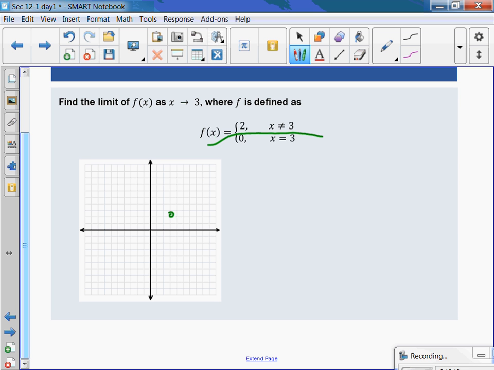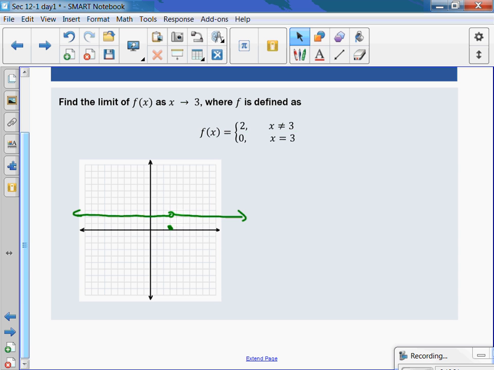But is this graph defined at x equals 3? It's defined at 0. Right? That's my piecewise function. When x is not equal to 3, it's a graph of f of x equals 2, or y equals 2, right? When x is equal to 3, it has a y value of 0.